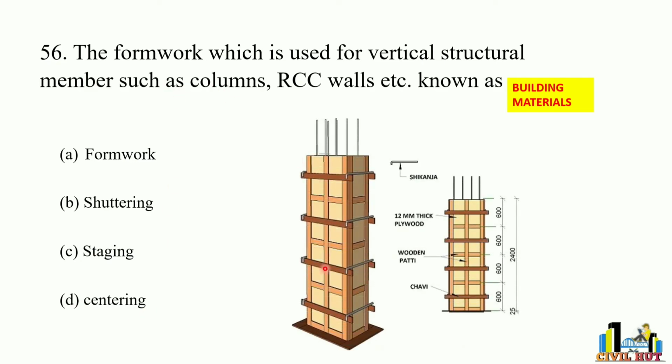The columns. This is the formwork. Before construction of a column, the formwork will be like this. Our answer is shuttering. These are shuttering. In the usual language also we call it shuttering of columns. Option B is the correct answer. This is from building materials.